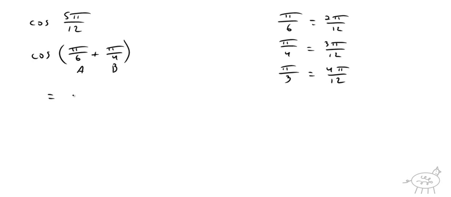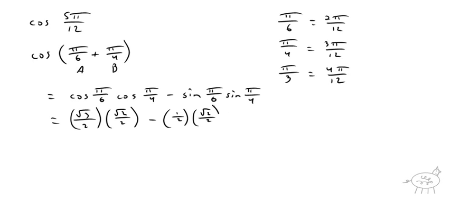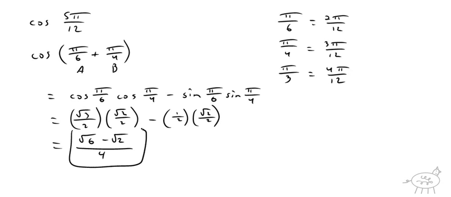So I can write that then as cosine of A, so cosine of pi over 6, cosine of B, which is pi over 4. It's opposite sign, so it's minus sine of pi over 6, sine of pi over 4. Okay, pretty mellow here. And cosine of pi over 6 is root 3 over 2. Cosine of pi over 4 is root 2 over 2. Sine of pi over 6 is 1/2. And sine of pi over 4 is root 2 over 2. So we come up with root 6 minus root 2 over 4.